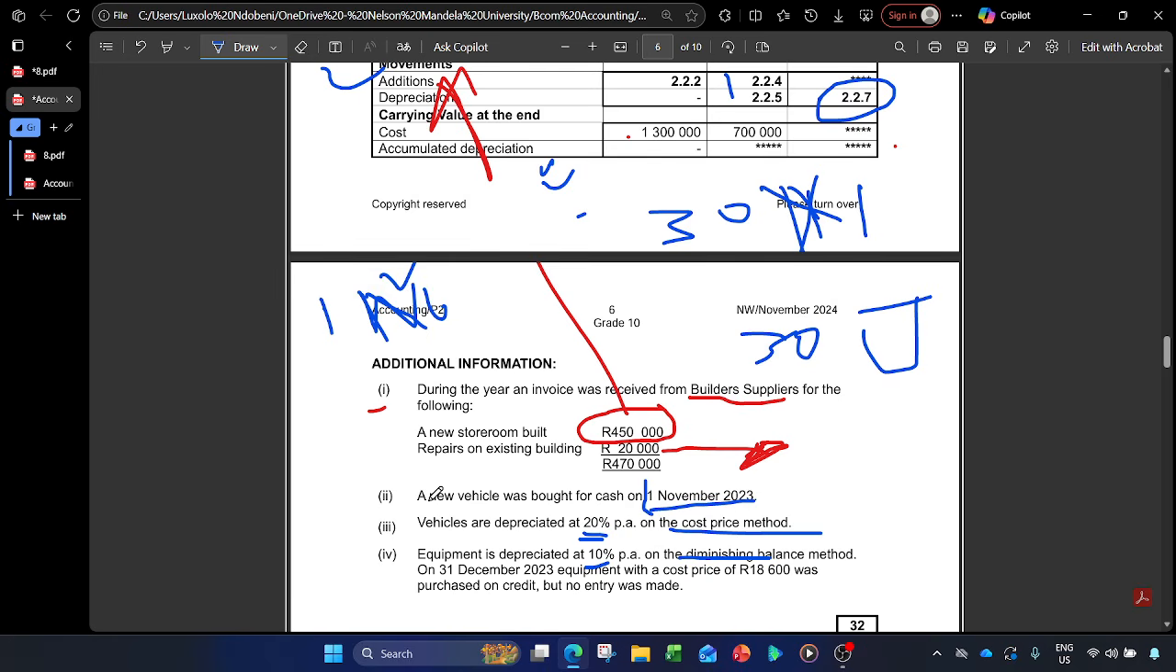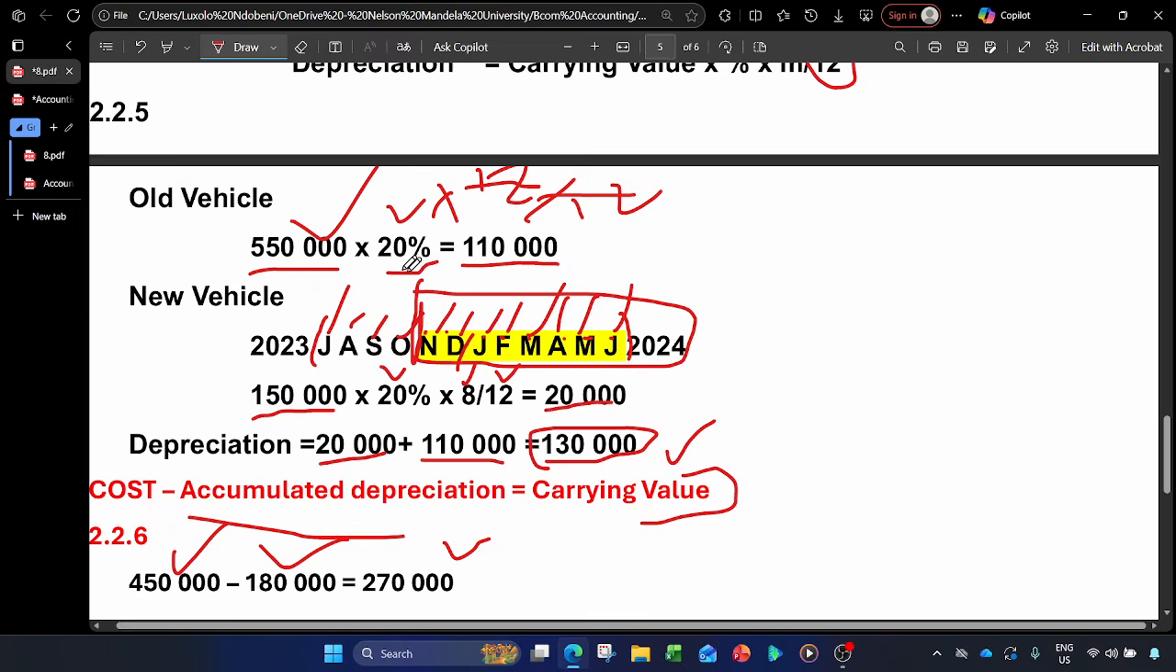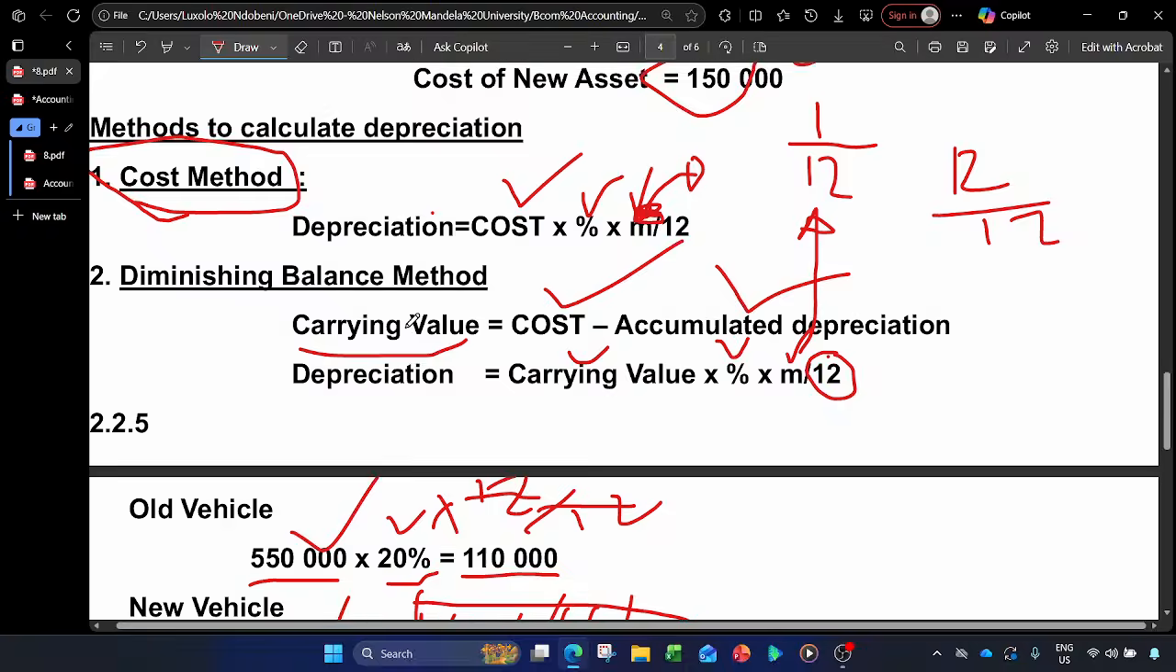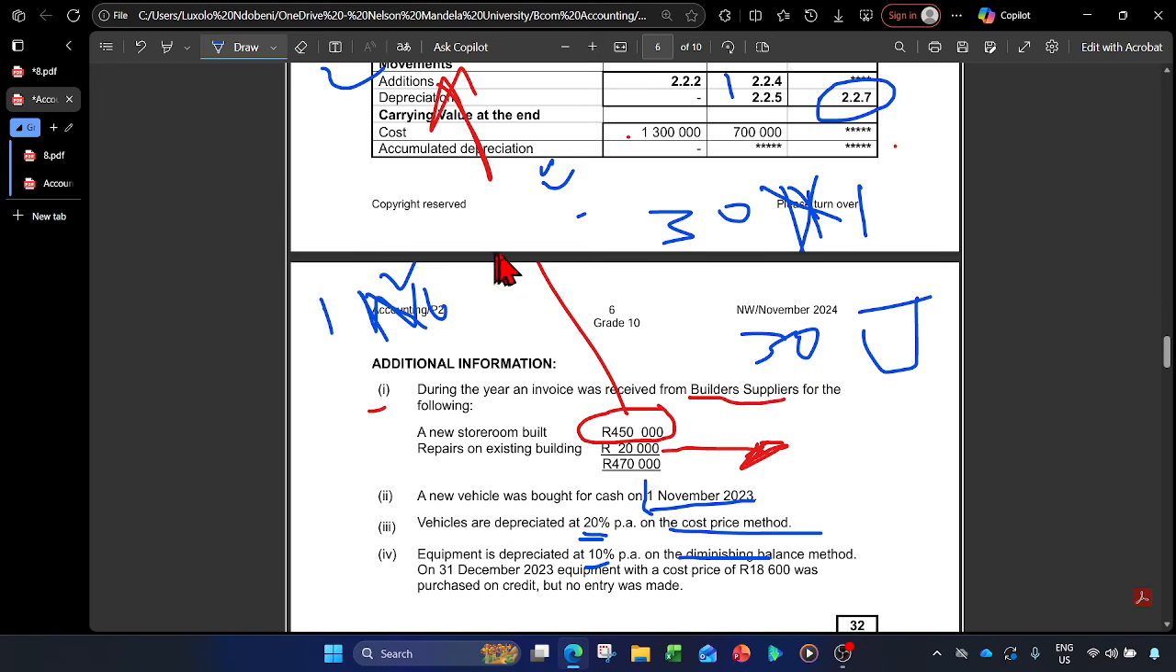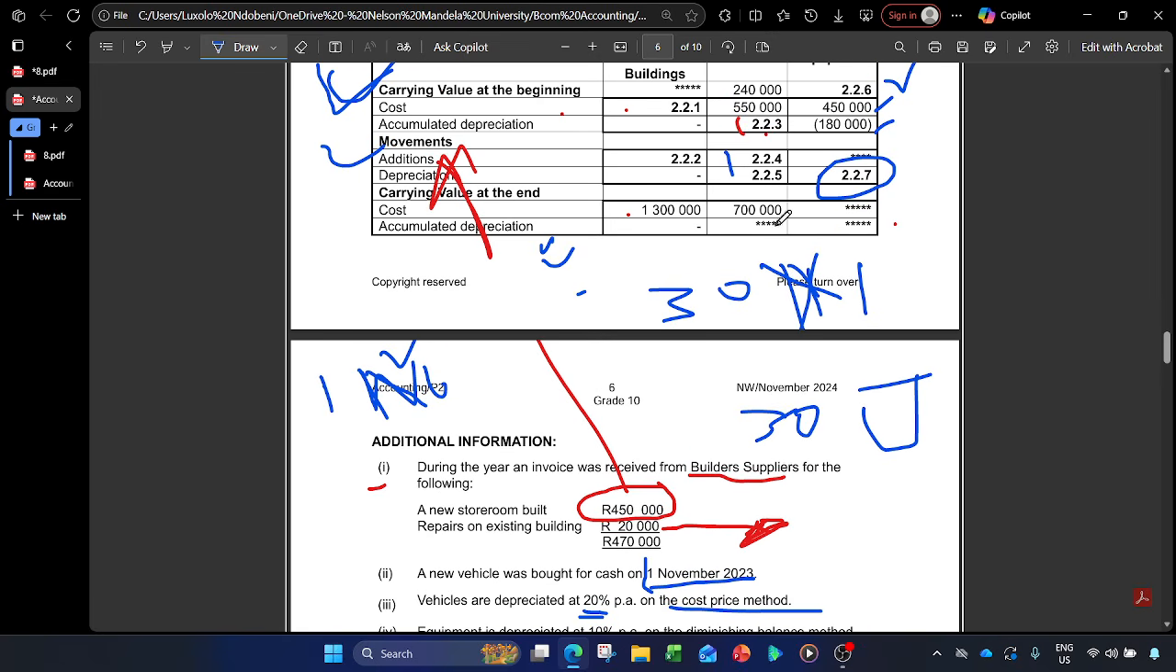So now we're going to use carrying value to calculate depreciation, not cost. Let me remind you, because I know you forget a lot. I was also forgetting while I was still in grade 10. Diminishing balance method, depreciation is calculated using the carrying value. So we're going to use the carrying value times the percentage they gave you, which in this case is 10%, times the months the asset was used or stayed in the business, divided by 12 as usual. Then let's see if there was any additional asset.